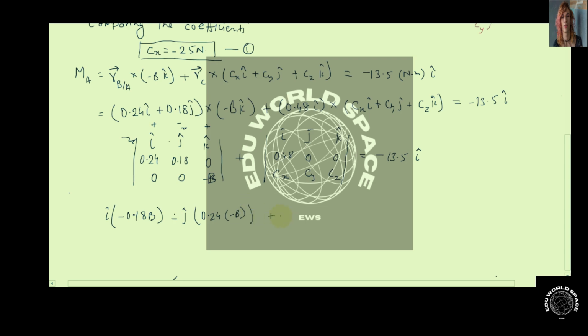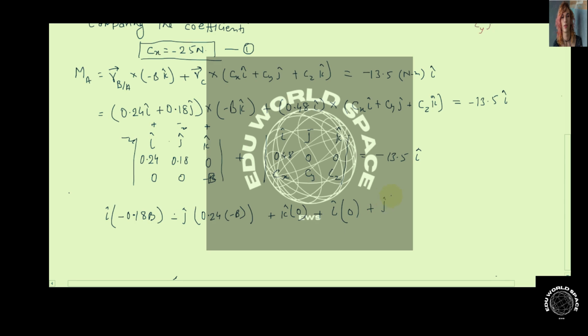For k cap, its coefficient is going to be 0, since if we see this determinant, both the terms are going to multiply with 0. Now in the second determinant, again doing the same thing, the coefficient of i cap will be 0.